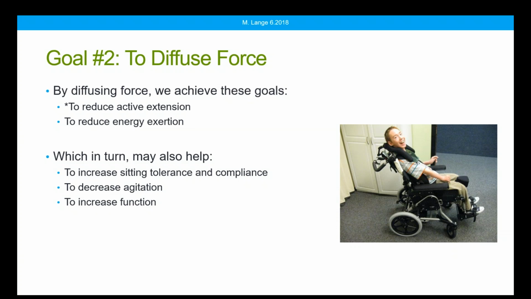So we can also help our clients increase sitting tolerance and compliance, decrease agitation, and increase function, because instead of the client pushing and pushing against their wheelchair seating system throughout their day, they can now use their system in a more functional way and hopefully not have that agitation.